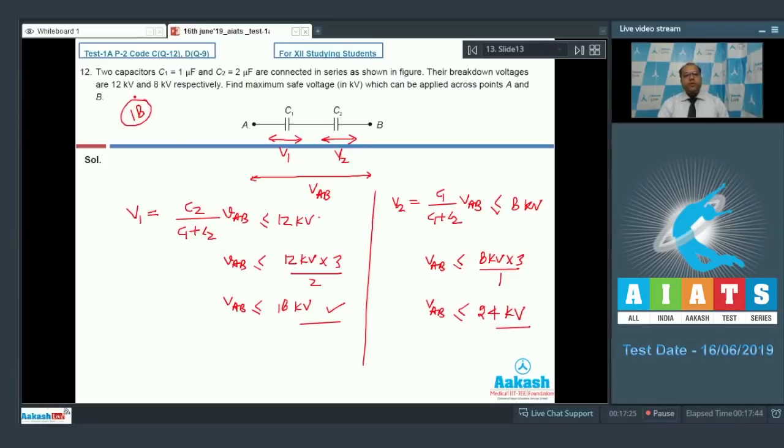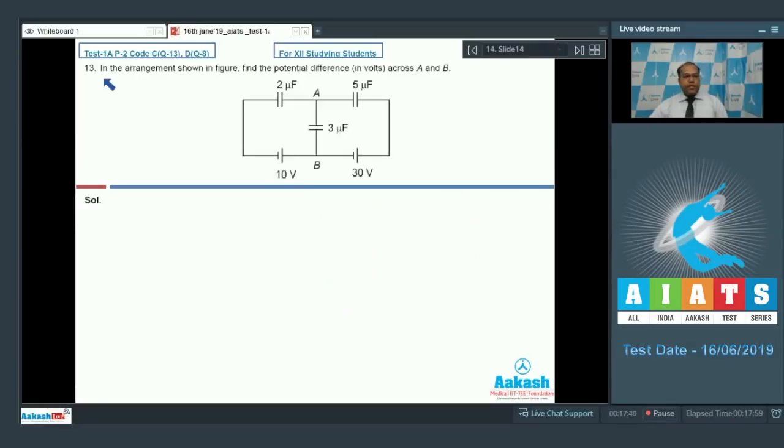Let's move to question number 13. In question number 13, in the arrangement shown in the figure, find the potential difference in volts across A and B. Let the potential of this point be 0 and the potential of this point be X. Then we have to find the value of X. If this potential is 0, then the potential of this point is 30 volt and the potential of this point is minus 10 volt.